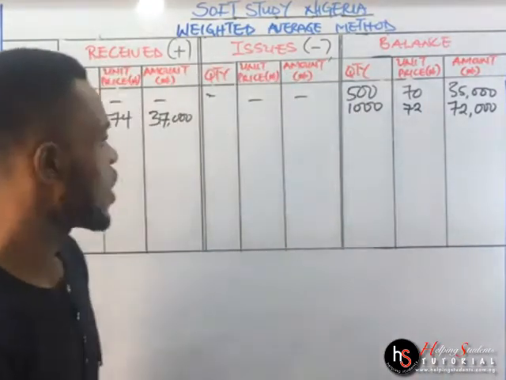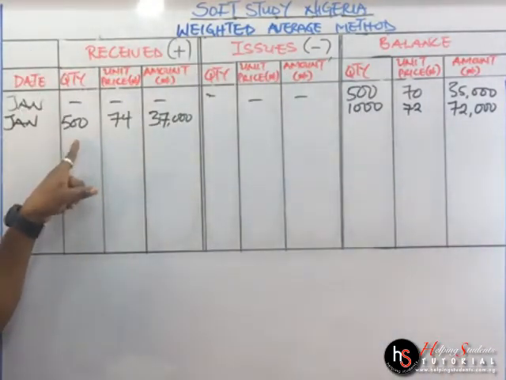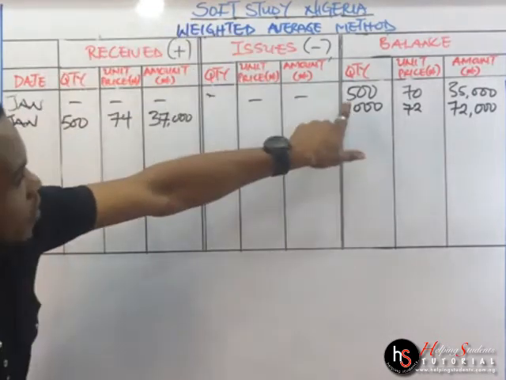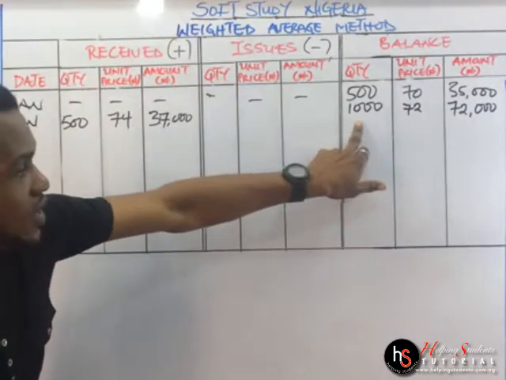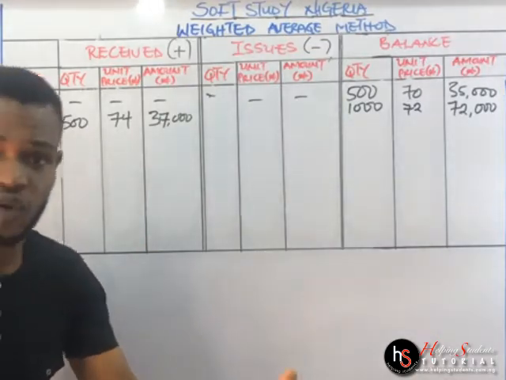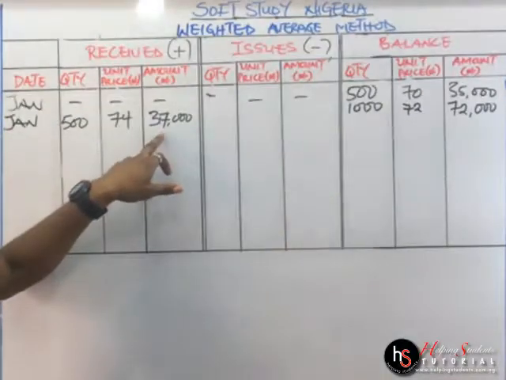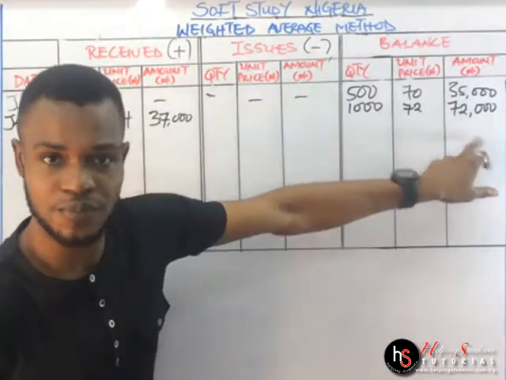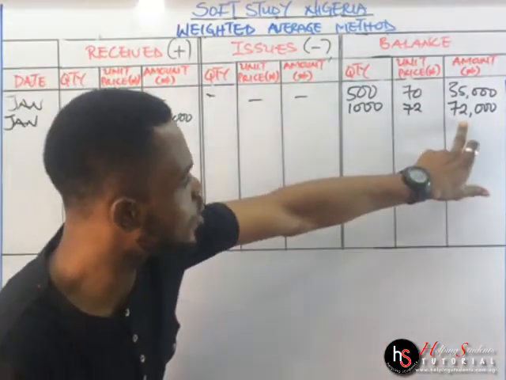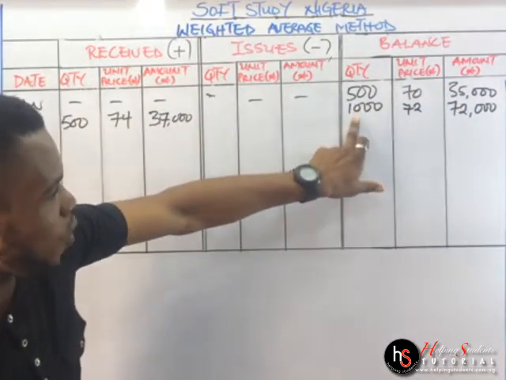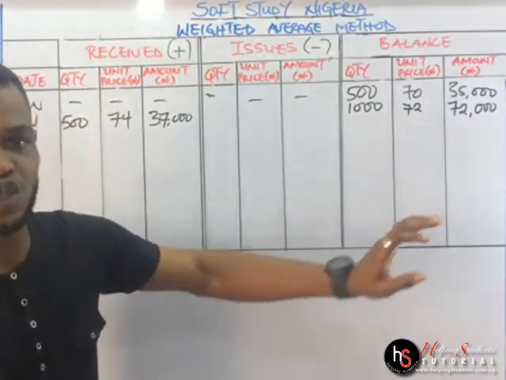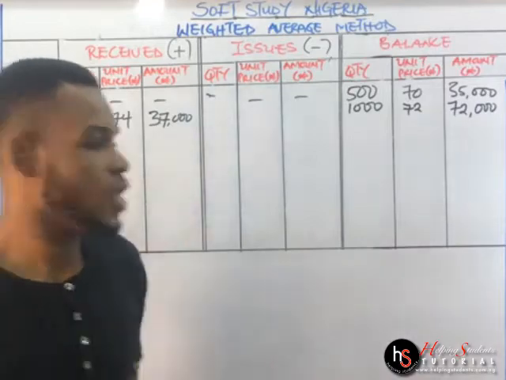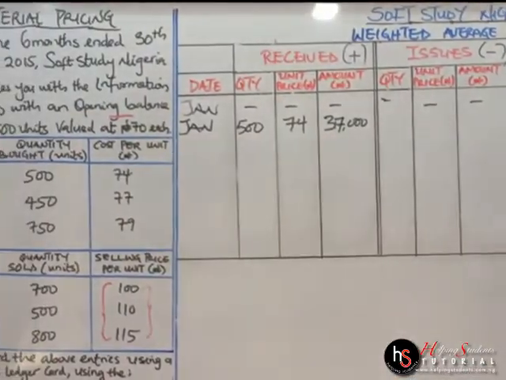Here we say 500 plus 500. It gave us 1,000, just as we've always done in the FIFO and the LIFO. Then 37,000 plus 35,000 gave us 72,000. Then 72,000 divided by 1,000 gives us 72. That is just it. So let us proceed. We'll now move over to the next date.